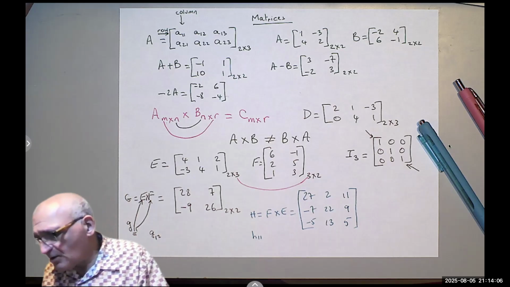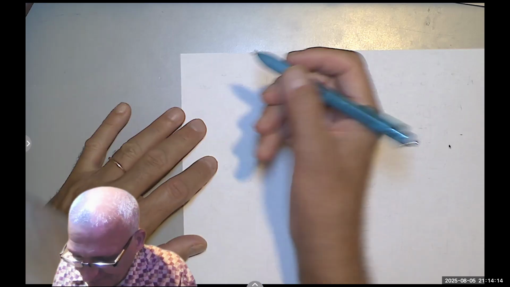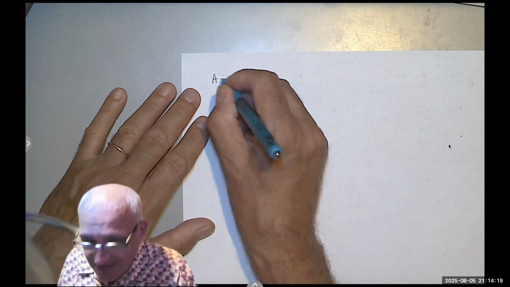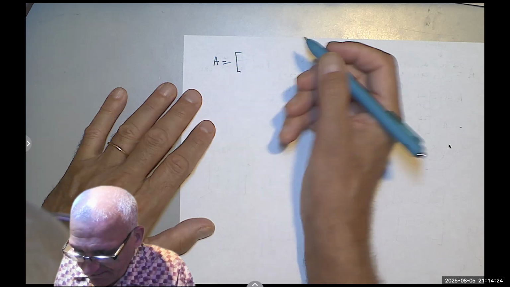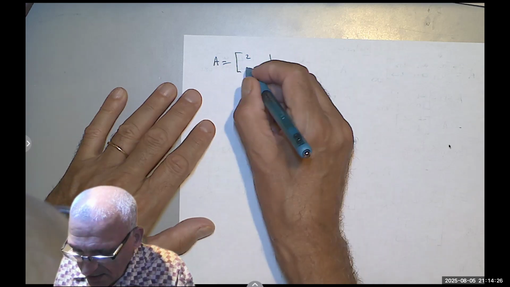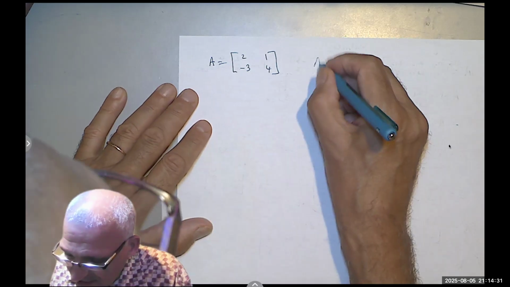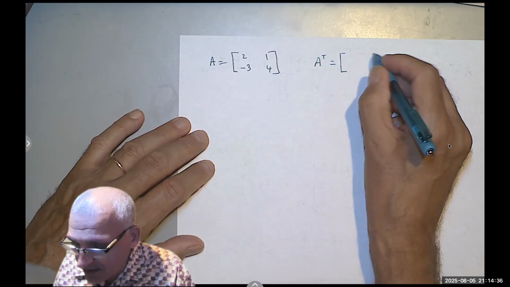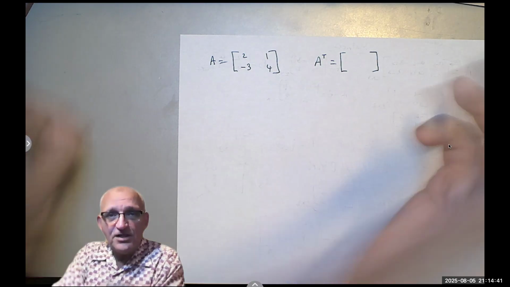Okay? Now, one more thing probably, or maybe a couple of things. Let's say I have a matrix, let's call it A since it's a new page. And A, for example, is 2, 1, -3, 4. I can find the transpose of A by making the rows columns and the columns rows. So if this was a 2 by 3, the transpose would be a 3 by 2.